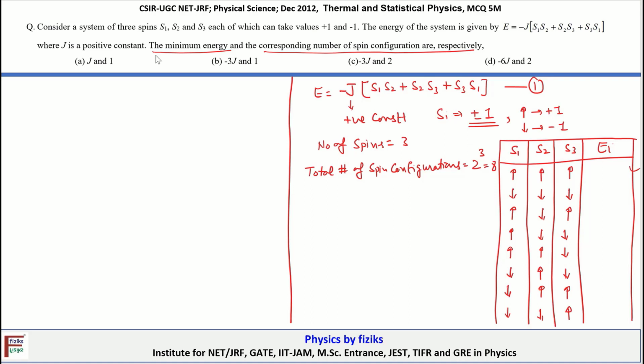Let's try to evaluate the interaction energy for the first case. Let's call the interaction energy E1. That is given by equation 1: minus J outside, S1 S2. Here S1 and S2 are both pointing in the upward direction, so I will write 1 multiplied by 1, plus S2 into S3, both pointing upward, so 1 multiplied by 1, plus S3 into S1.